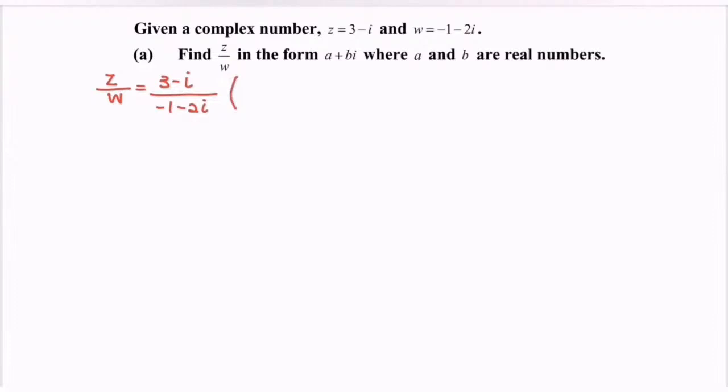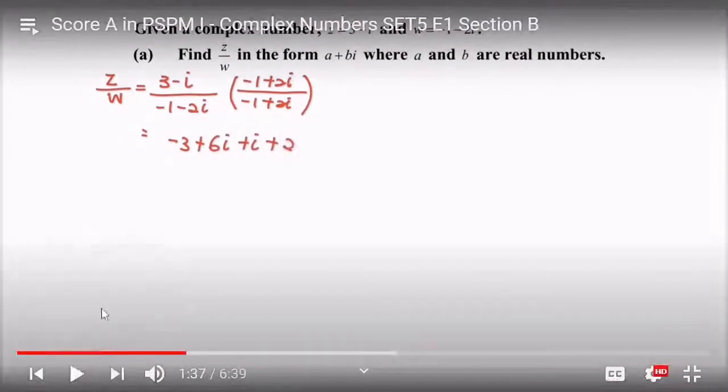And we will have the conjugate -1 plus 2i over -1 plus 2i. Next is to expand the situation where we will have -3 plus 6i plus i plus 2. Okay, here be careful. Take note. Ramai pelajar dia buat mistake bila dia nak expand yang hujung ini.